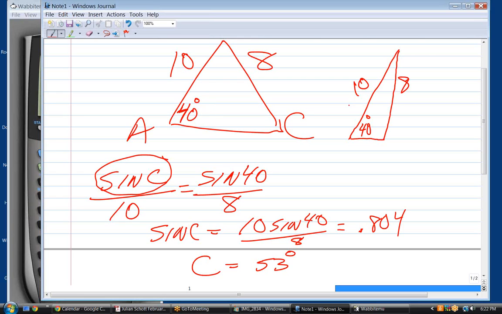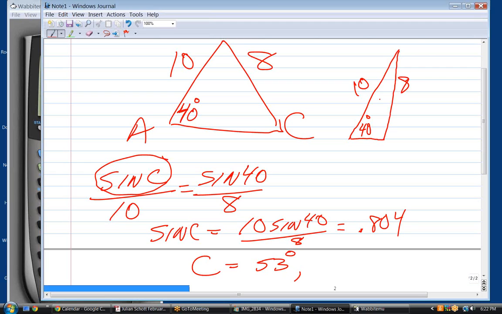Because given side-side-angle, there are potentially two possible triangles that fit those first three conditions. Now, how do I figure out whether or not this is a possible triangle? Well, I take my angle C and I find also the supplementary angle. What is the supplementary angle to C, or to 53 degrees?